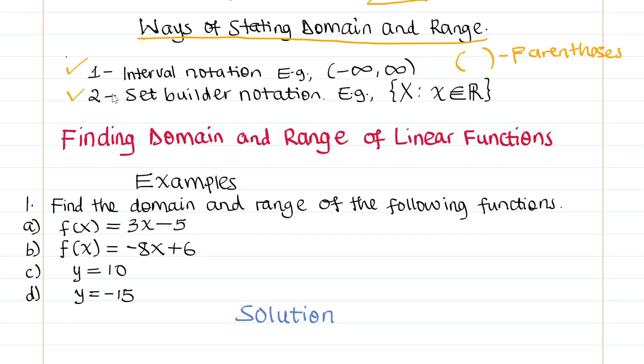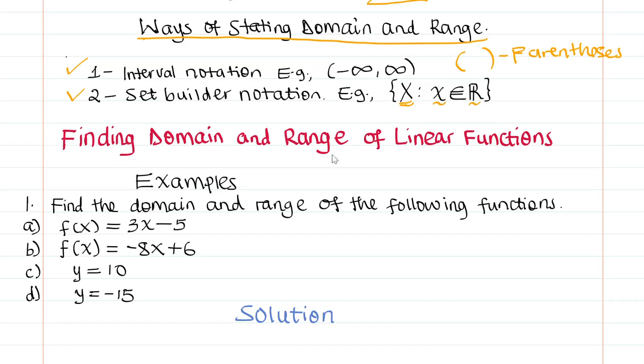The second way of stating the domain and the range of a function is what we call the set builder notation. For example, this means that there is a set x, and in that set x there are values of x which are real numbers. So it means x is a set that comprises of only real numbers. This is how we state it in the set builder notation.